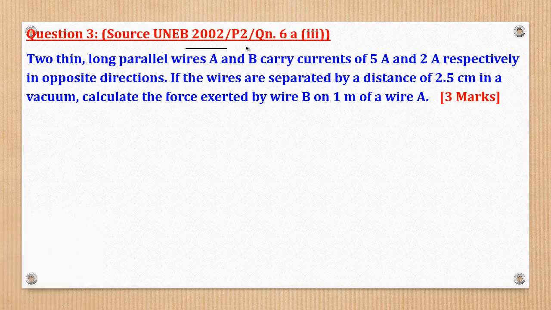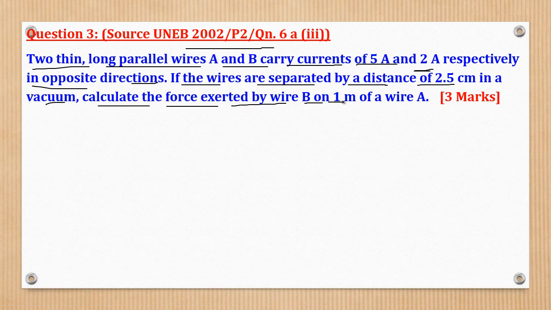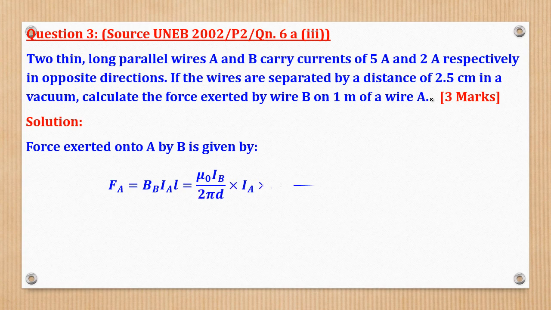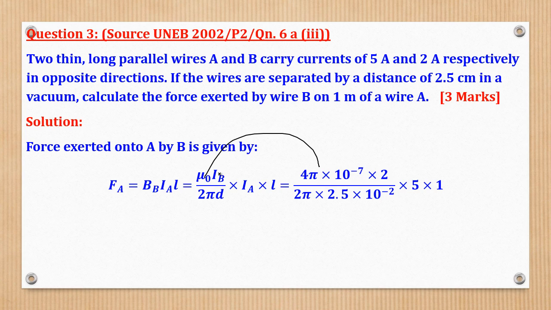Then question 3. Question 3 came from UNEB 2002, paper 2, question 6a, Roman 3, and says, two thin long parallel wires A and B carry currents 5 amp and 2 amp respectively in opposite directions. If the wires are separated by a distance of 2.5 centimeters in a vacuum, calculate the force exerted by wire B on 1 meter of wire A. Because they say 1 meter, it is the same as force per meter, or we can say length is 1. It is still the same. So constant, IB, IA, L is 1, over 2 pi d. And specify the direction. So let's see the direction of the current. They said two thin wires in opposite directions. Opposite direction means repulsion.